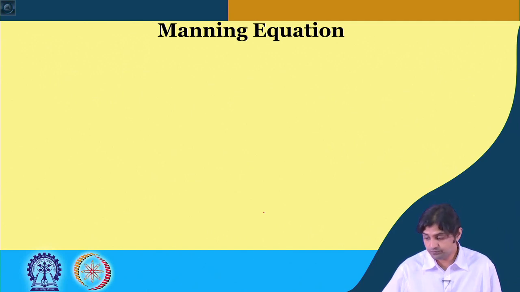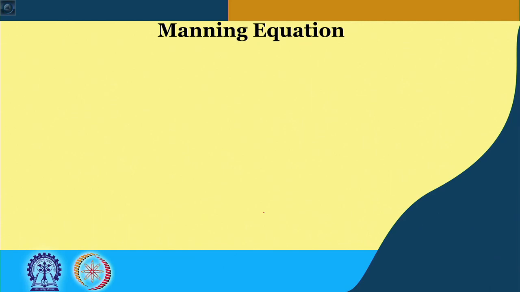So, now there is something called Manning equation. We have studied the Chezy's equation. We will be ending this lecture right now, and we will start our next lecture by discussing what Manning's equation and Manning's number is.